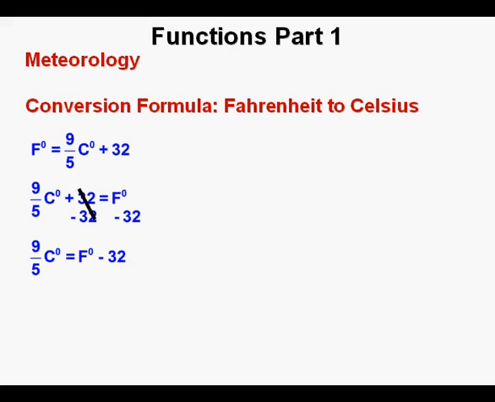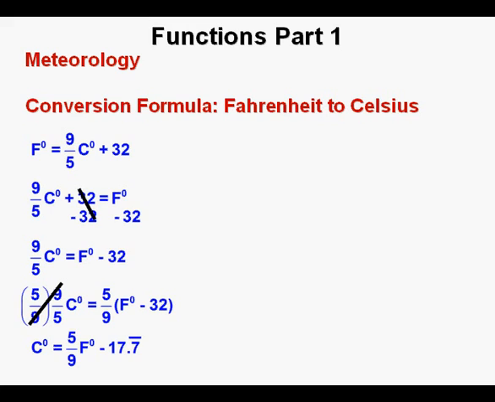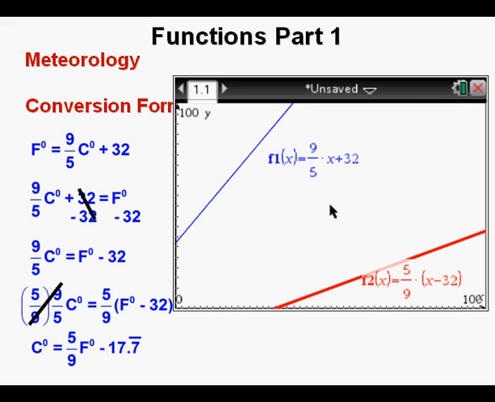To cancel out the 9/5 on the left side, we need to multiply both sides of the equation by the reciprocal of 9/5, which is 5/9. 9/5 times 5/9 cancel each other on the left side of the equation to equal 1. And that gives us degrees centigrade equals 5/9 degrees F minus 160/9, which decimalized is 17.7 repeating. And here are both functions graphed together on the graphing calculator. These functions are inverses of one another, and now added to the graphing is the line f of x equals x in black.